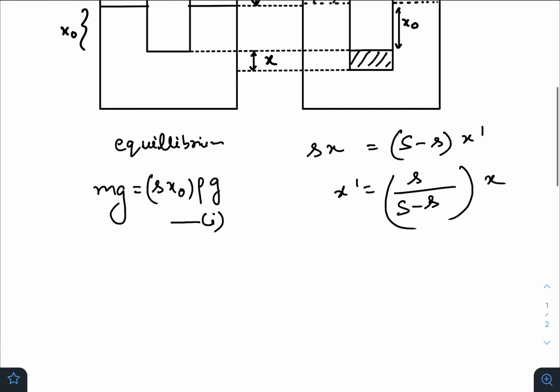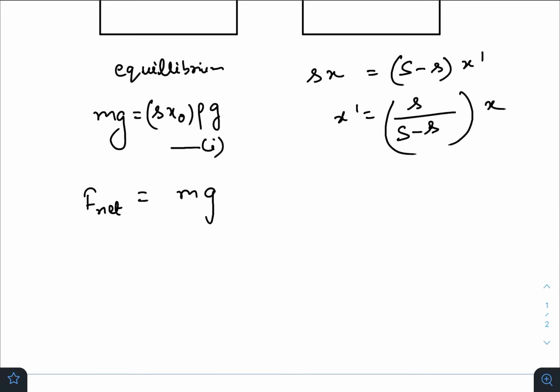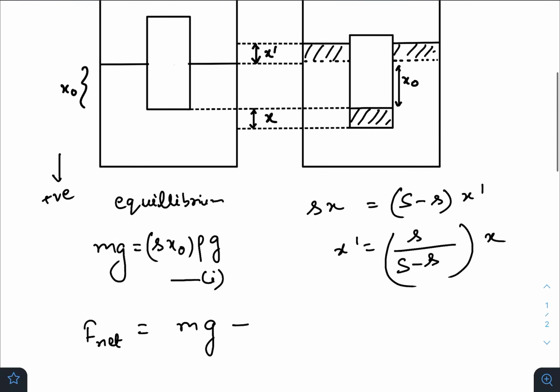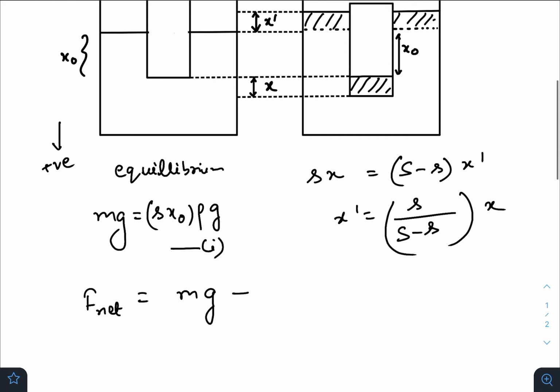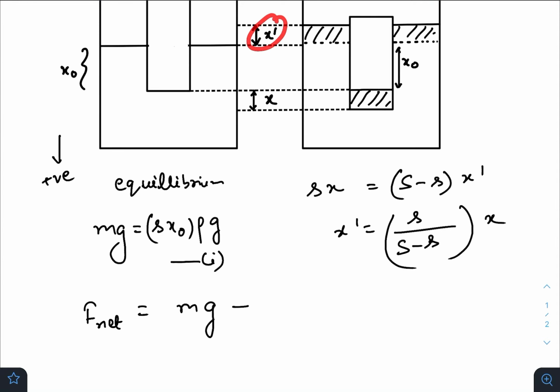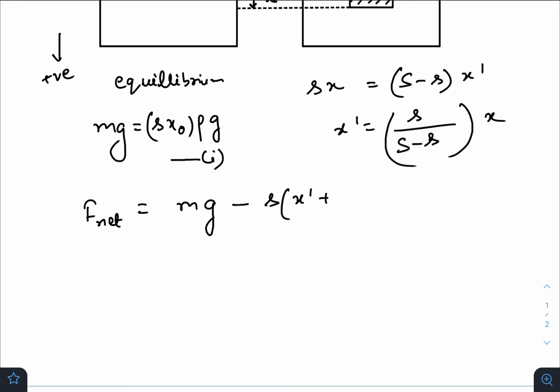Okay, now we just need to write the net force that is acting on the cylinder. That is, one is gravity downwards, taking the downward direction as positive, minus the force due to the buoyancy of the liquid. So the total volume that is immersed inside the liquid is small s times (x prime plus x naught plus x), times density of the liquid times g.